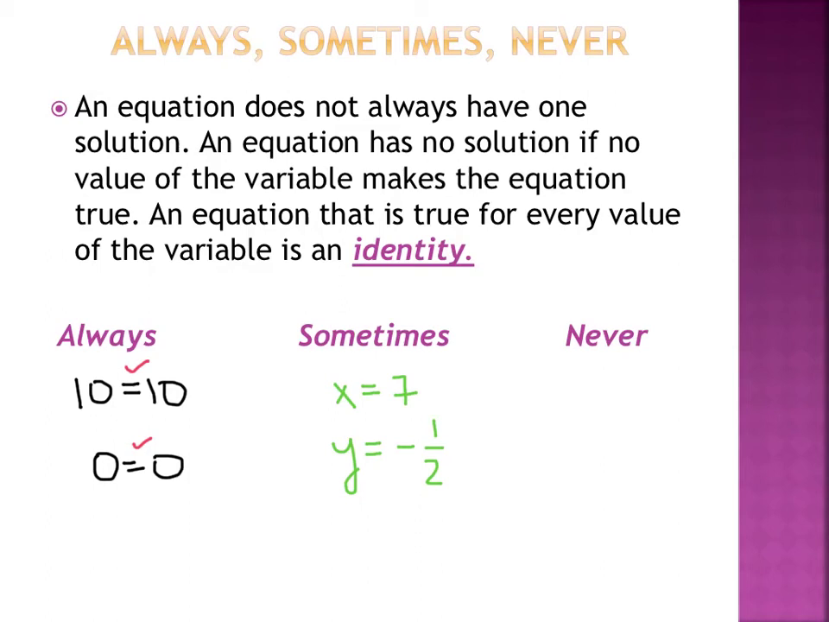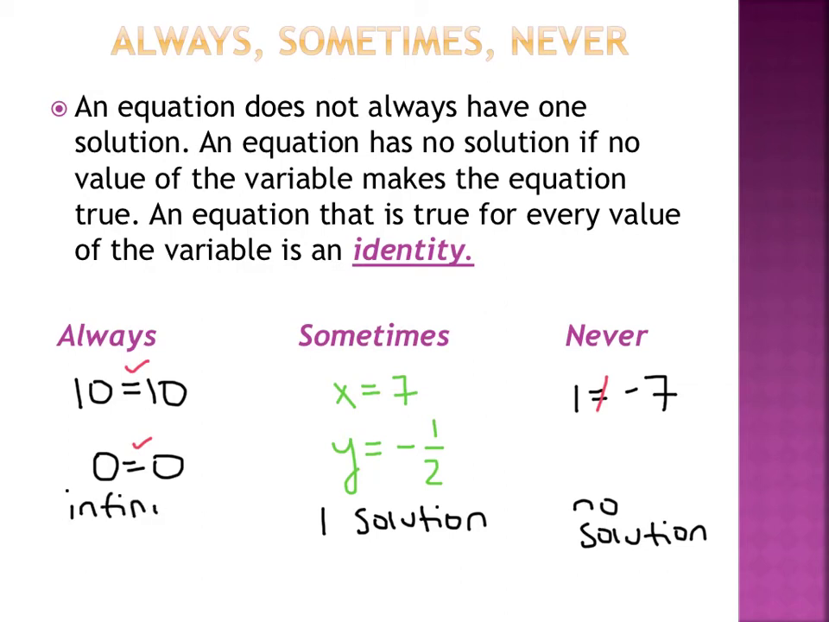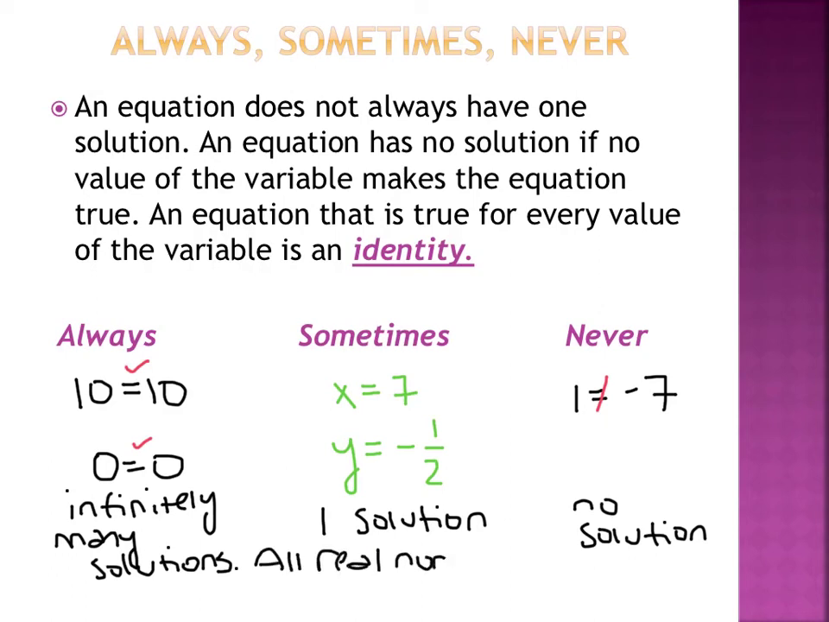So I go to isolate my variable and I get something like this. 1 equals -7. Well, 1 is never equal to -7, so that means there are no solutions and that is never true. So this is one solution, no solution, or infinitely many solutions. Or sometimes we say all real numbers as our solution.